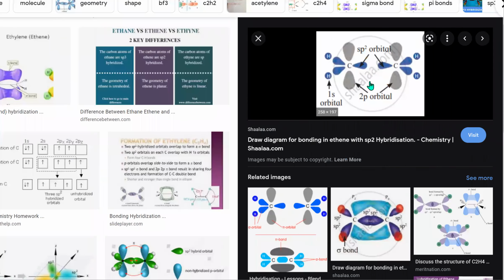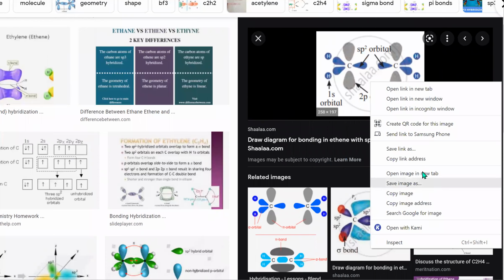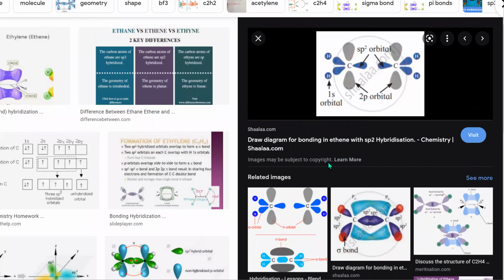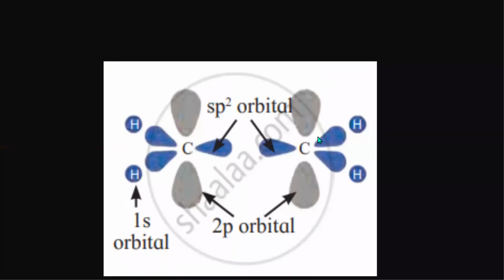So let's have a look at this one. All I wanted to show you was that you can think of this as a fan. The p orbital is on the z-axis. If this is in the xy plane, the fan is lying flat. The three orbitals are getting pulled in different directions. These are the sp2 hybrid orbitals. The fourth electron, the p orbital, is completely on the z-axis.